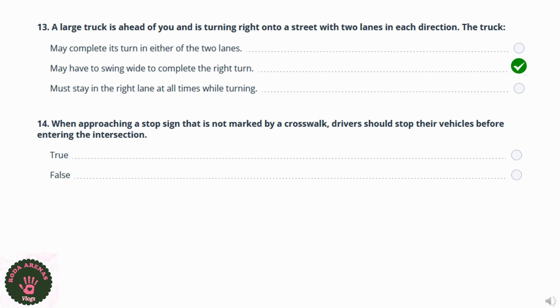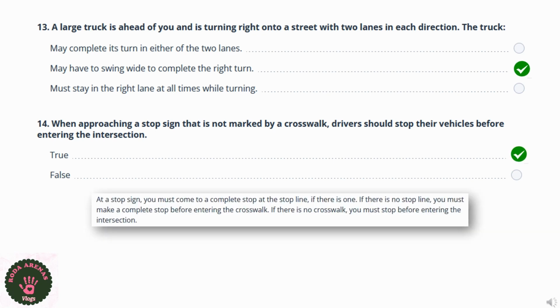When approaching a stop sign that is not marked by a crosswalk, drivers should stop their vehicles before entering the intersection. True or false? The correct answer is true.